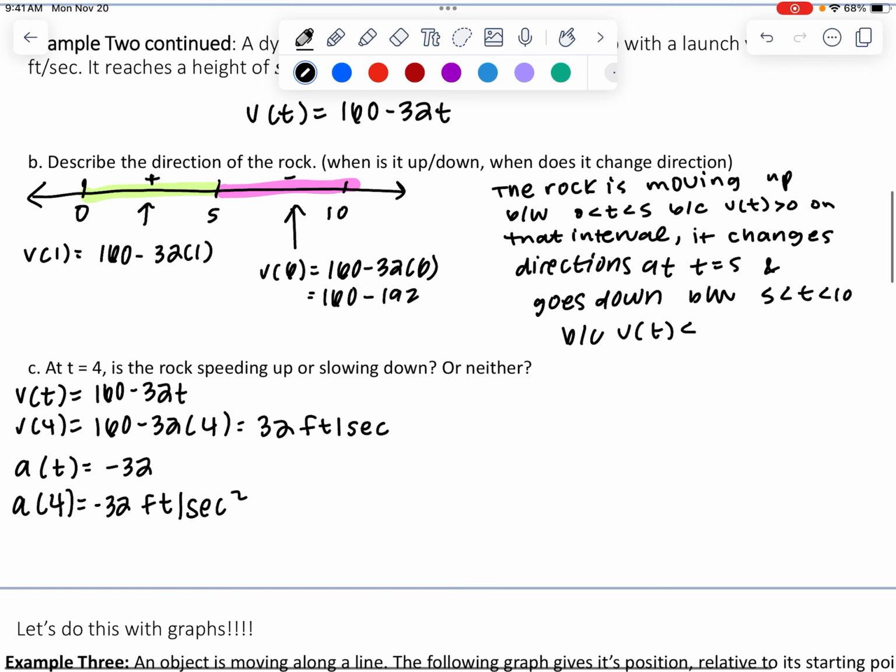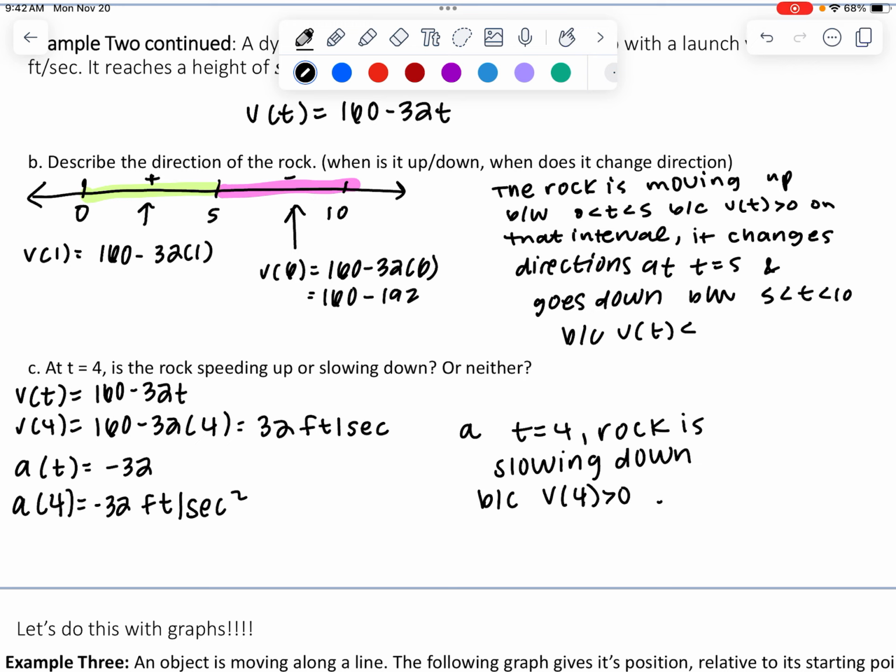And so at t equals 4, the rock is slowing down because velocity at 4 is greater than 0 and acceleration at 4 is less than 0.